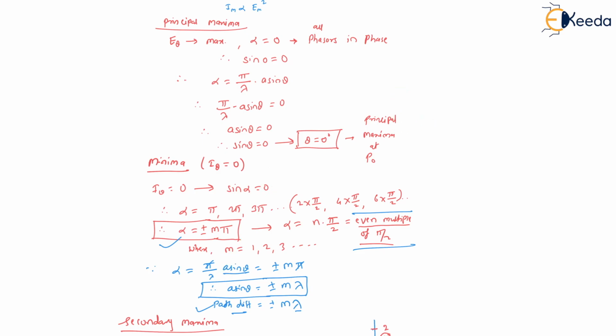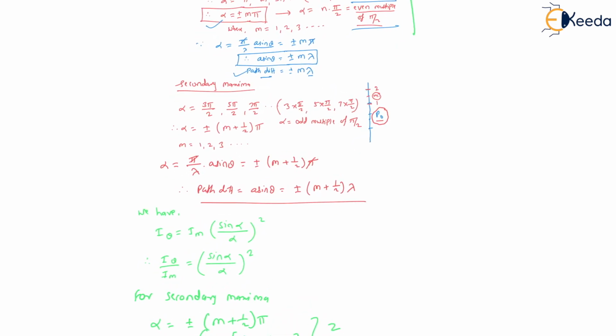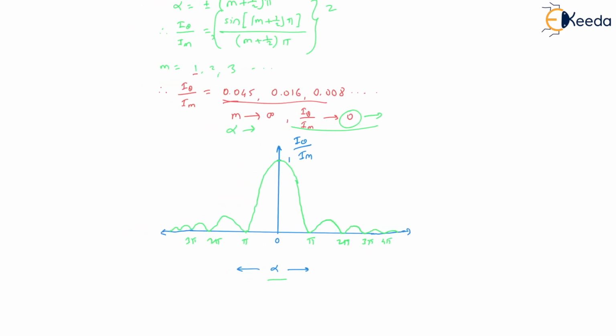And then we have the condition for minima. You can remember it as an even multiple of pi by 2, or plus minus m pi, or plus minus m lambda in terms of path difference. For secondary maxima, the condition is an odd multiple of pi by 2, or these two conditions in terms of phase and path. And then we have this graph, the diffraction pattern in Fraunhofer's diffraction. For a single slit, the intensity decreases on both sides as alpha increases.